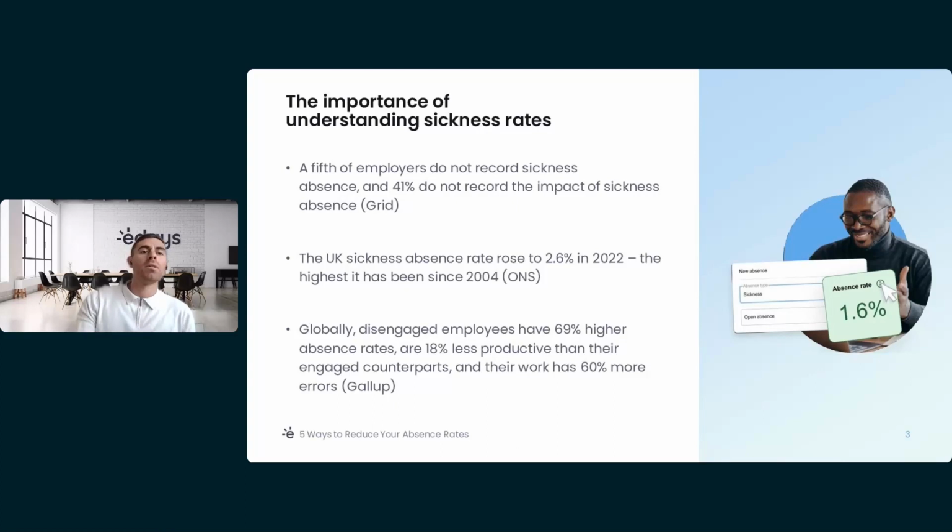So let's start with the importance of understanding sickness rates. In terms of sickness rates across the UK at the moment and globally, they're at an all-time high. CIPD has just released, at the end of last month, that it's up to 7.8 days versus 5.8 days on average per employee, which is actually what it was pre-pandemic. So it's above that, and the highest it's been in 10 years.